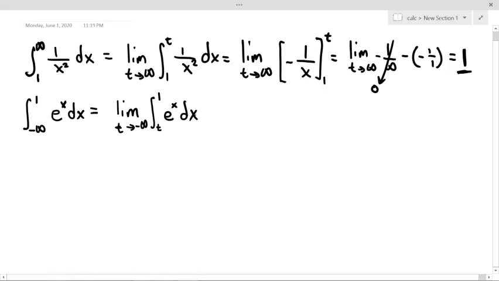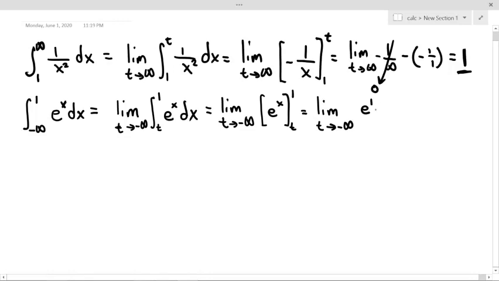And now we can find the antiderivative of e to the x, which is just e to the x, from a lower limit t to 1, and now our limit. Once we evaluate this integral, I have e to the 1 minus e to the t.